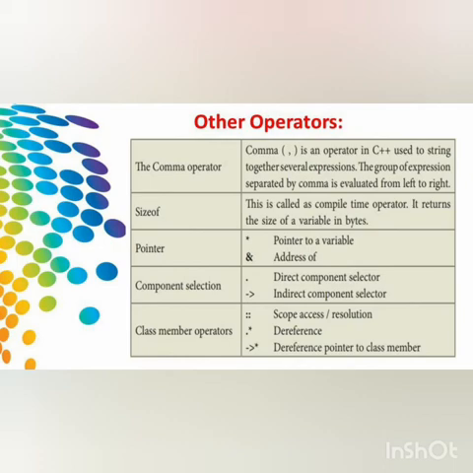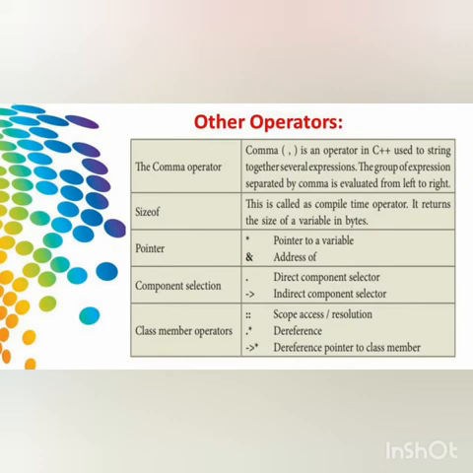Then the next operator is component selection. We have two component selection operators. One is the dot, that is the direct component selector. The next one is the arrow mark, that is the indirect component selector.